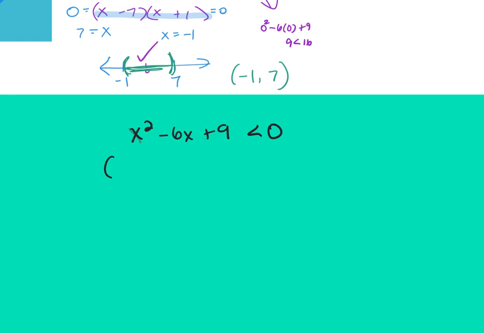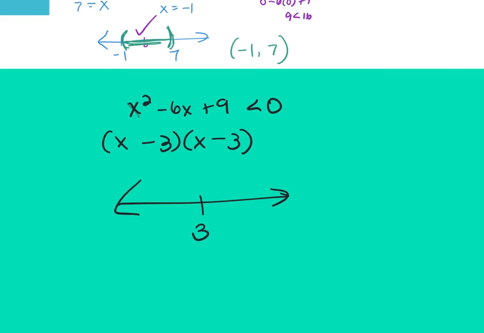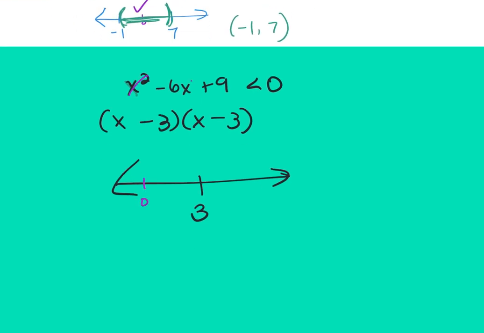When I factor this, it's both 3s. So I only have one answer. So now I plug from the right or the left. It's going to go one way or the other. So if you plug in 0 from here, 0, 0, 9 is not less than, and I know to go that way. So those are really the only special cases.